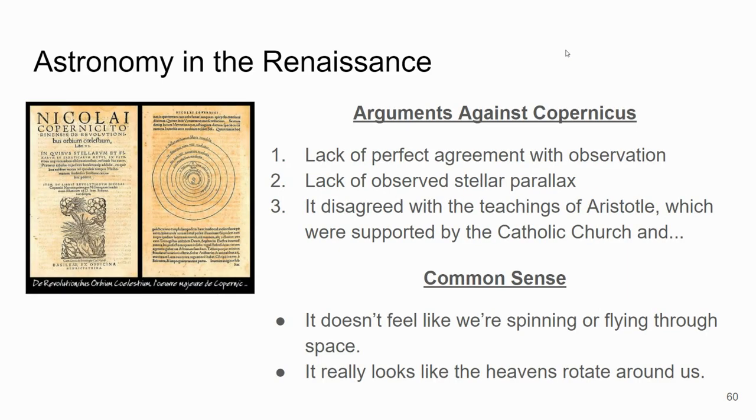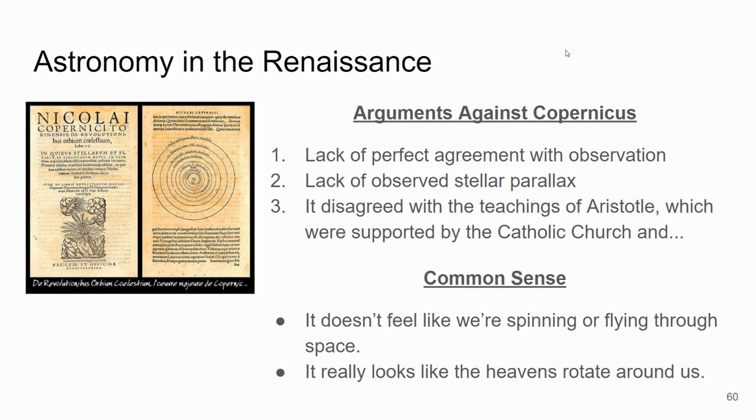So, to sum up, the arguments against Copernicus: lack of perfect agreement with observation. So his model, again, was much simpler than Ptolemy's, but it wasn't any more accurate because Copernicus was trying to make all this work with circles, and circles just weren't the exact right shape, and he didn't realize that.